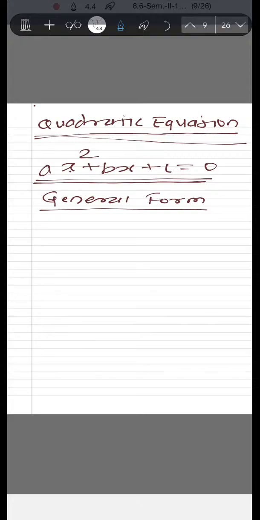To solve that quadratic equation there are some methods. The first method is the factorization method, and the second method is the complete squaring method.